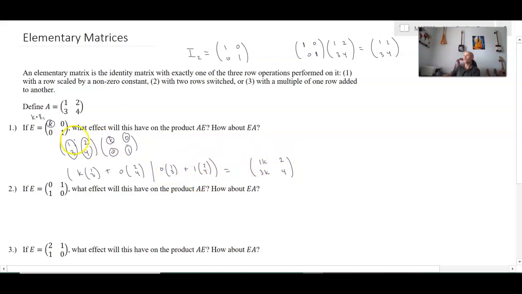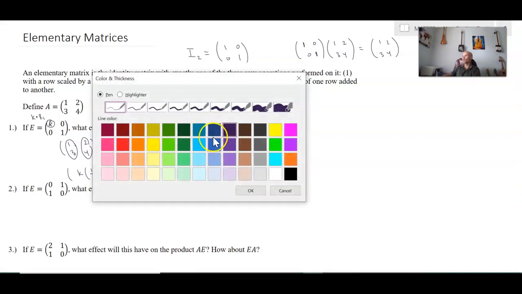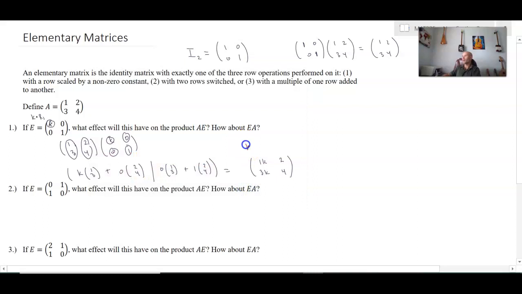Now notice what effect this had. This effectively scaled the first column of matrix A by k. All right, so we took k times column 1. And that's the operation that was performed, as we see here, by taking the identity matrix and scaling the first row of it. Now that's what AE gives us, but what will EA give us?